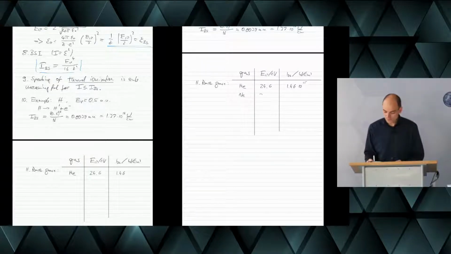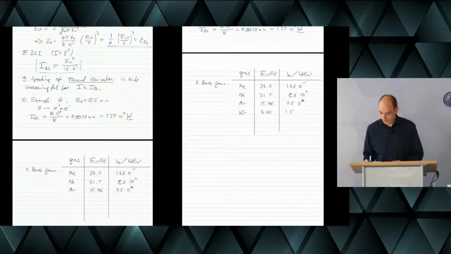Then we have neon, 21.5 eV, 8.6 times 10 to the 14. Argon, which is really the only cheap rare gas, 2.5 times 10 to the 14. And now come the expensive things. Krypton, 14 eV, and 1.5 times 10 to the 14 watts per square centimeter.